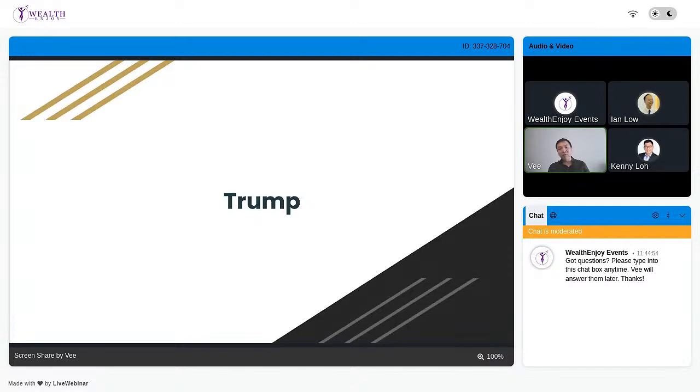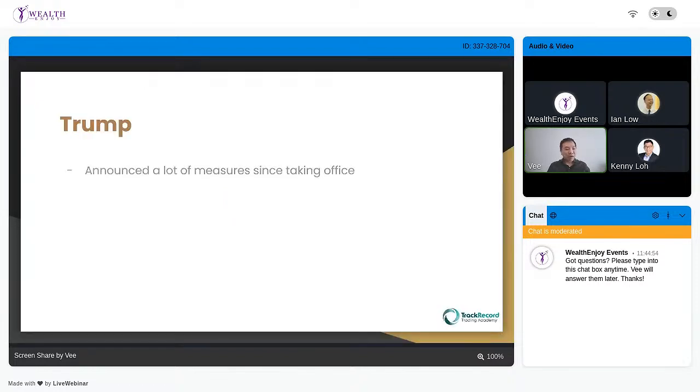So moving from that to Trump, right? What has Trump been doing since he came into office is that he has been announcing a lot of measures, and all these measures are essentially what he promised during his campaign trail. And this is a bit novel, given that most politicians tend to forget what they promise on the campaign trail, or they take a long time to execute.